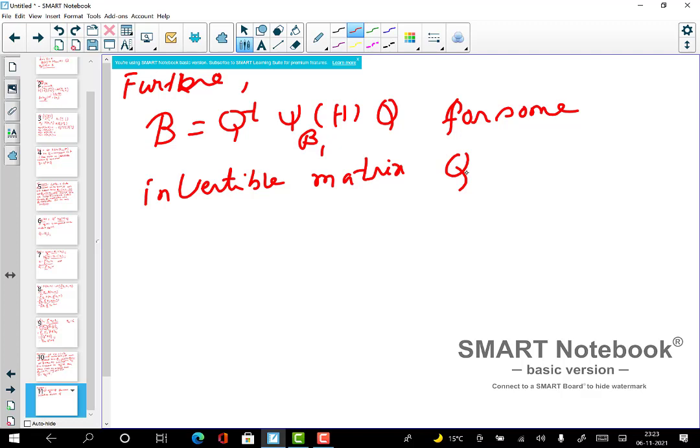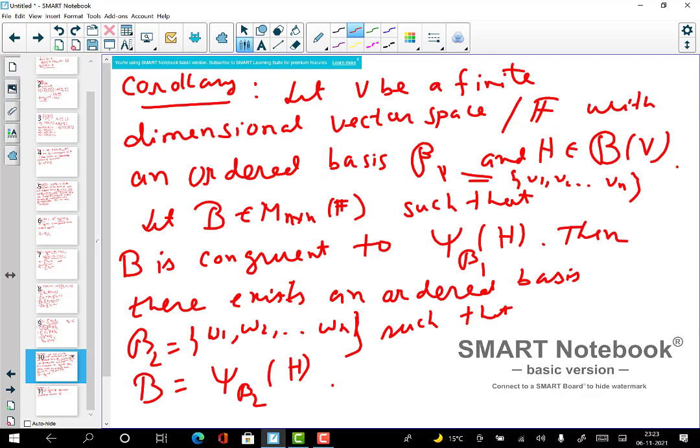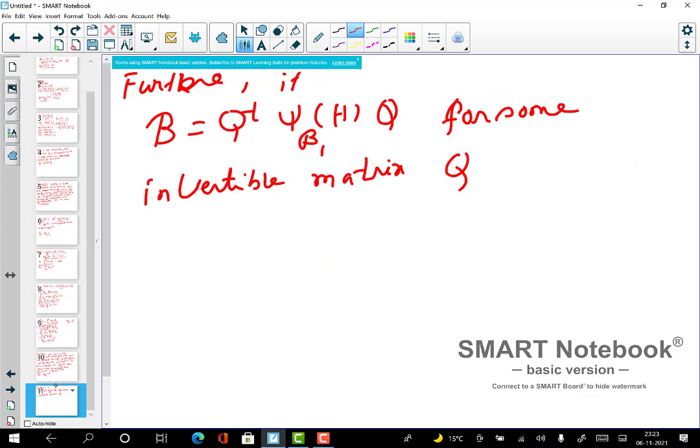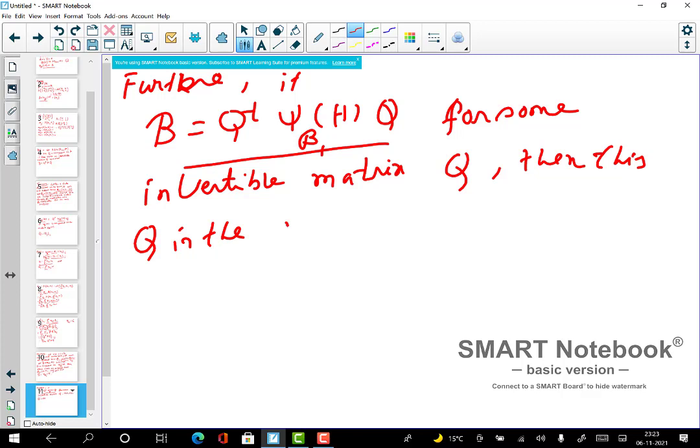Given that B is congruent to A, what does that mean? That means B will be of this form. Then this Q is a change of basis matrix. This Q is not any arbitrary matrix. This is actually the change of basis coordinate matrix.